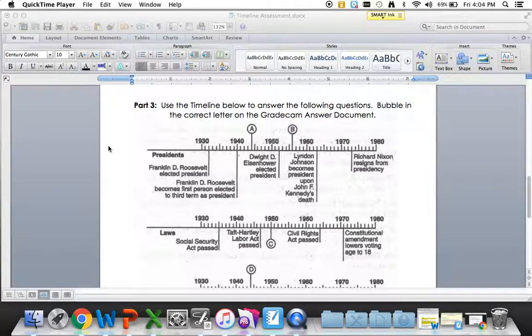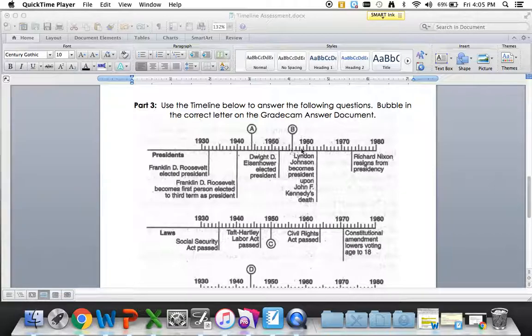Part 3. Use the timeline below to answer the following questions. Bubble in the correct letter on the GradeCam answer document. Presidents. 1930, Franklin D. Roosevelt elected president. 1940, Franklin D. Roosevelt becomes first president elected to third term as president. A. 1950, Dwight D. Eisenhower elected president.